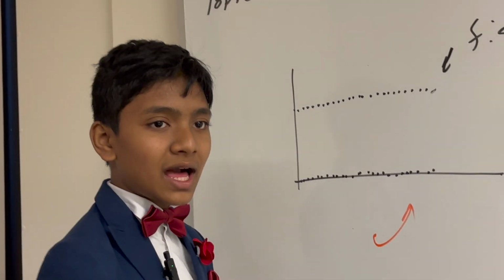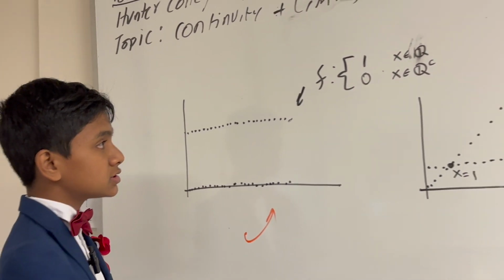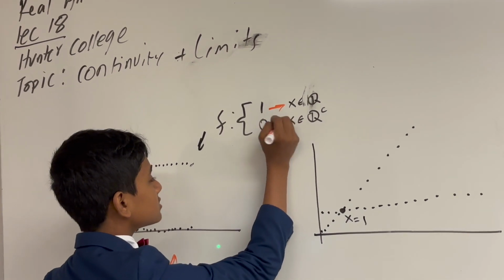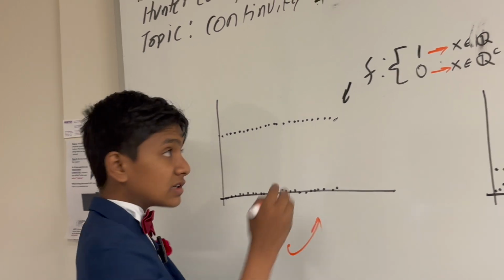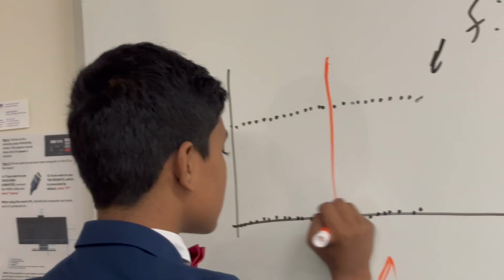Recognize this function from last time. It's a function that's continuous nowhere. It's 1 if x is rational, 0 if x is irrational. So it's just a sprinkling of dots everywhere. It is a function because it passes the vertical line test.